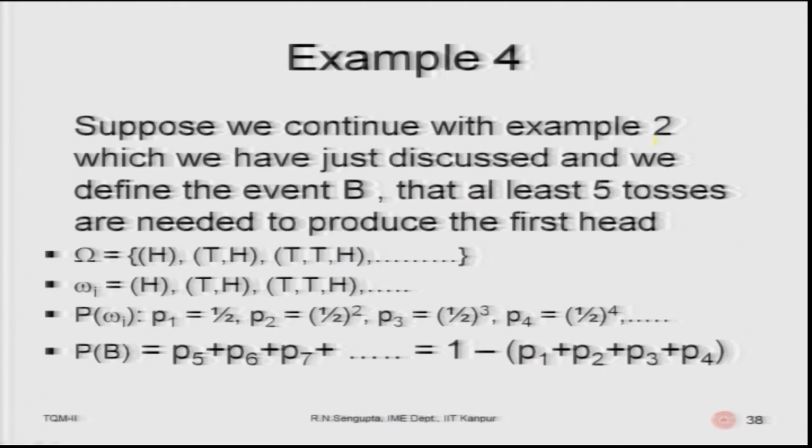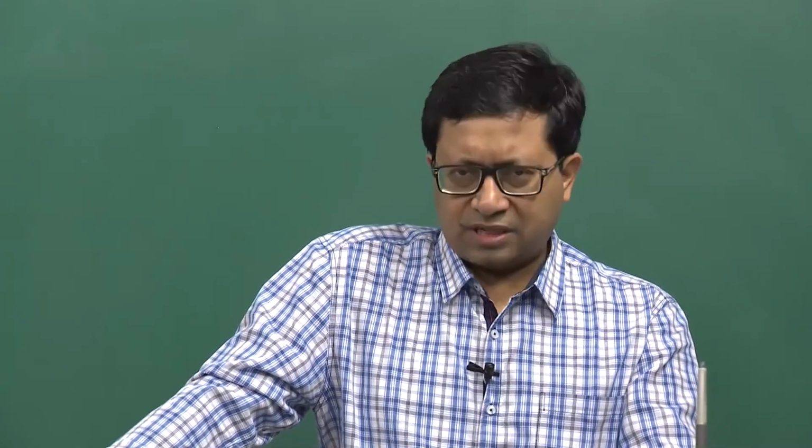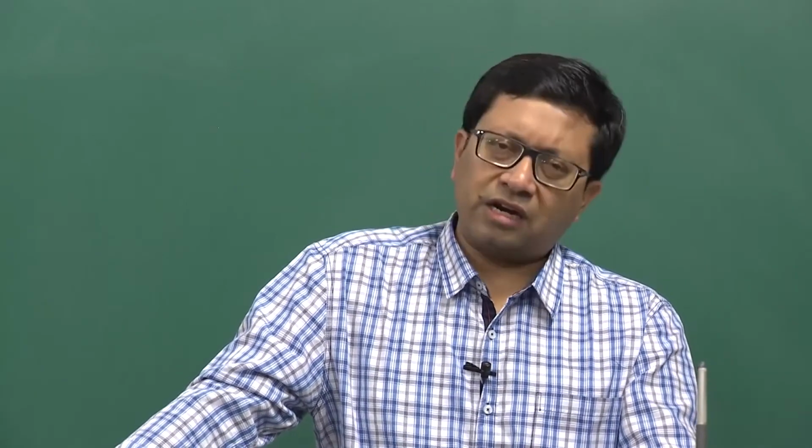Obviously, the head can come in the fifth toss. So, first 4 are tails, fifth is head, or the second one would be first 5 are tails, sixth is head. Next would be first 6 are tails, seventh is head, and it continues till infinity.